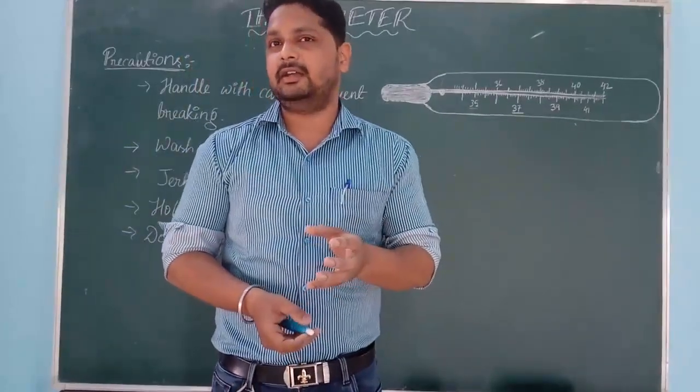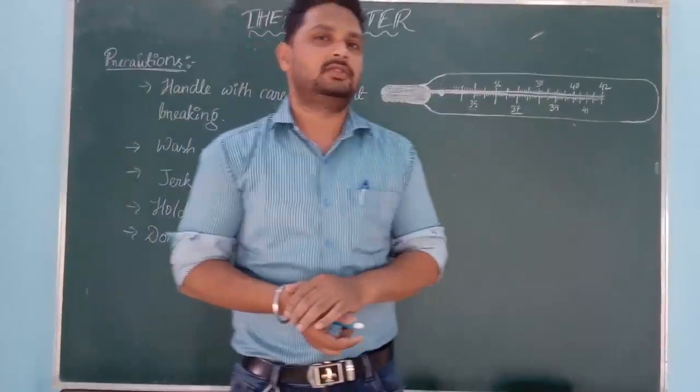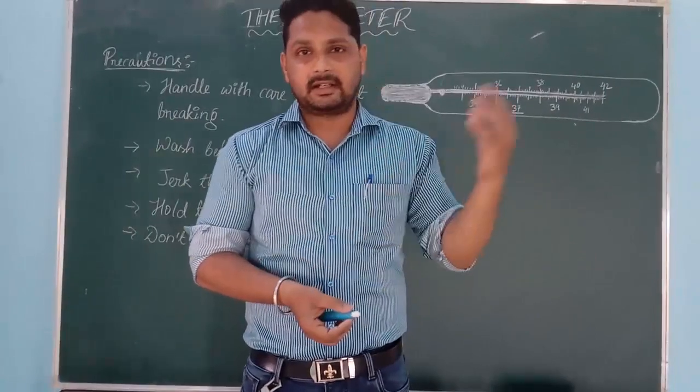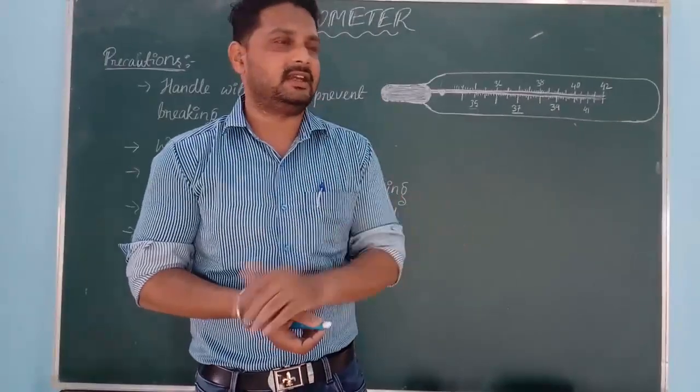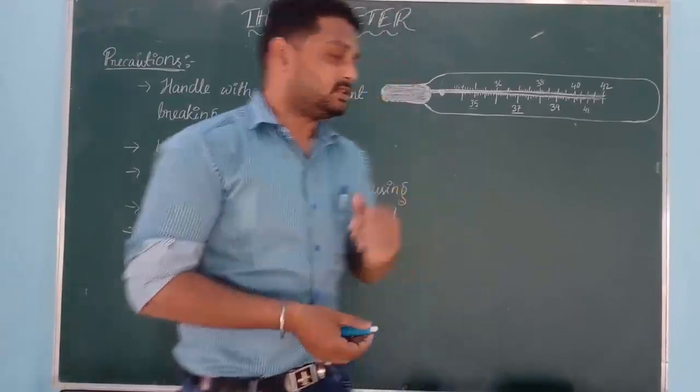So that's why nowadays in some thermometers, alcohol is used instead of mercury. And now digital thermometers have also taken the place of clinical thermometers, which do not contain any mercury, so it is quite easy to measure the temperature. So this is one of the precautions.